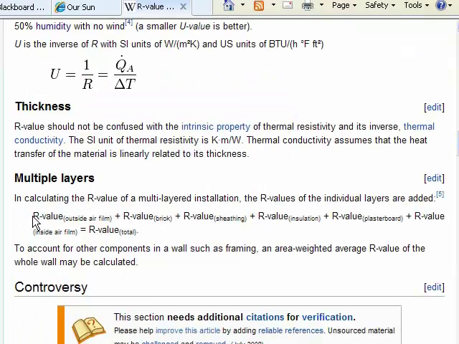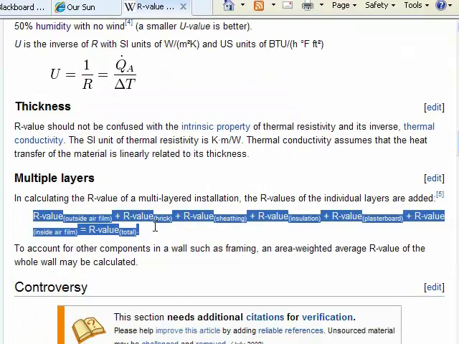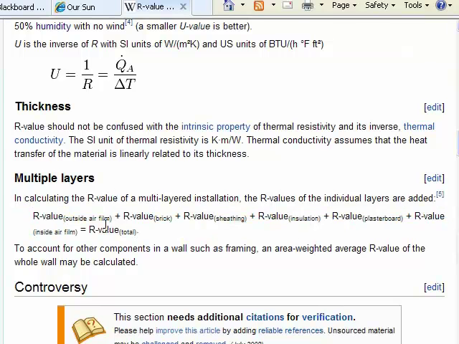And lastly, here's the equation that I used in this problem, where when you have the multi-layered insulation, so sandwiched, you come up with adding the resistances.